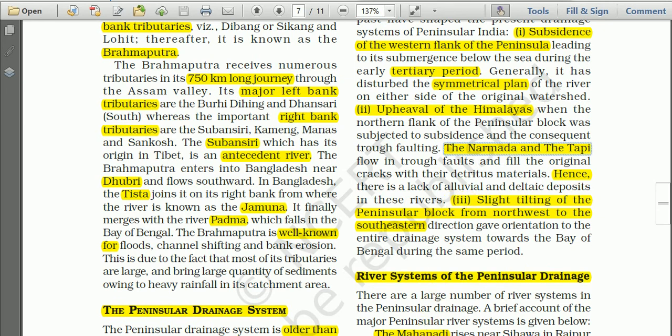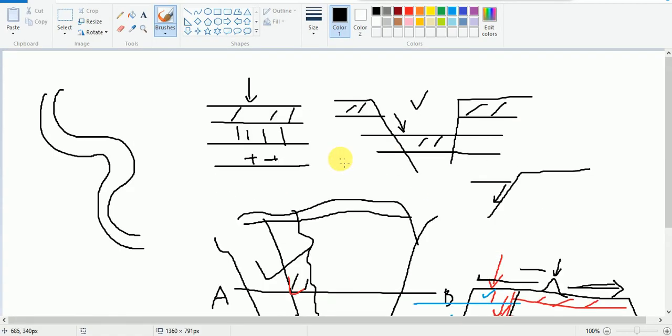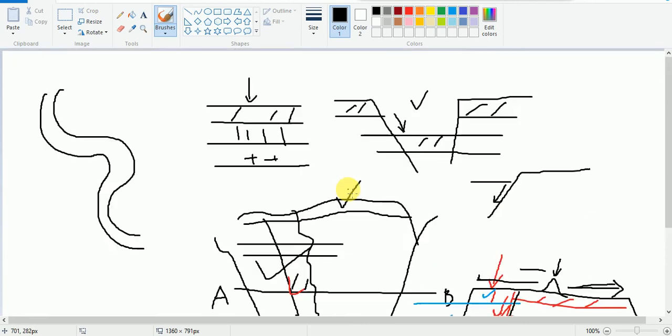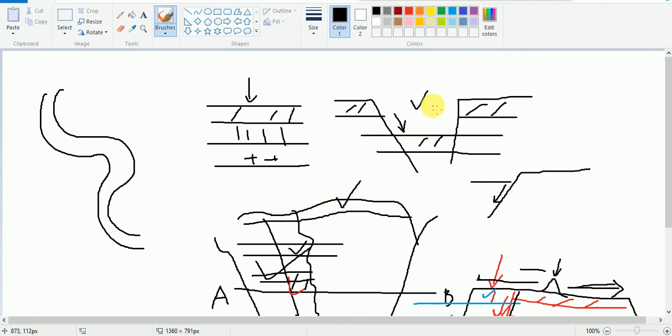So in the second phase, there was subsidence of the northern flank of the peninsular plateau. At the same time, there was subsidence of this area, forming the rift valley. Rift valleys are for the Narmada River, and then the Tapti River. Rift valleys, as you know, are formed by subsidence in this way.